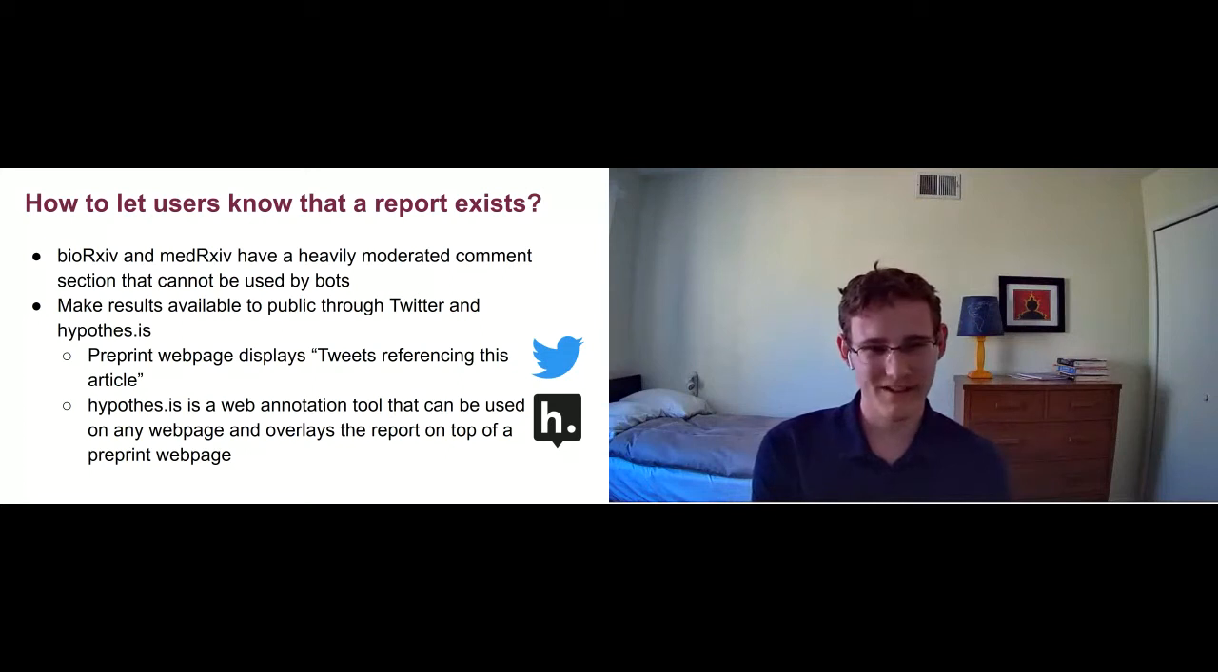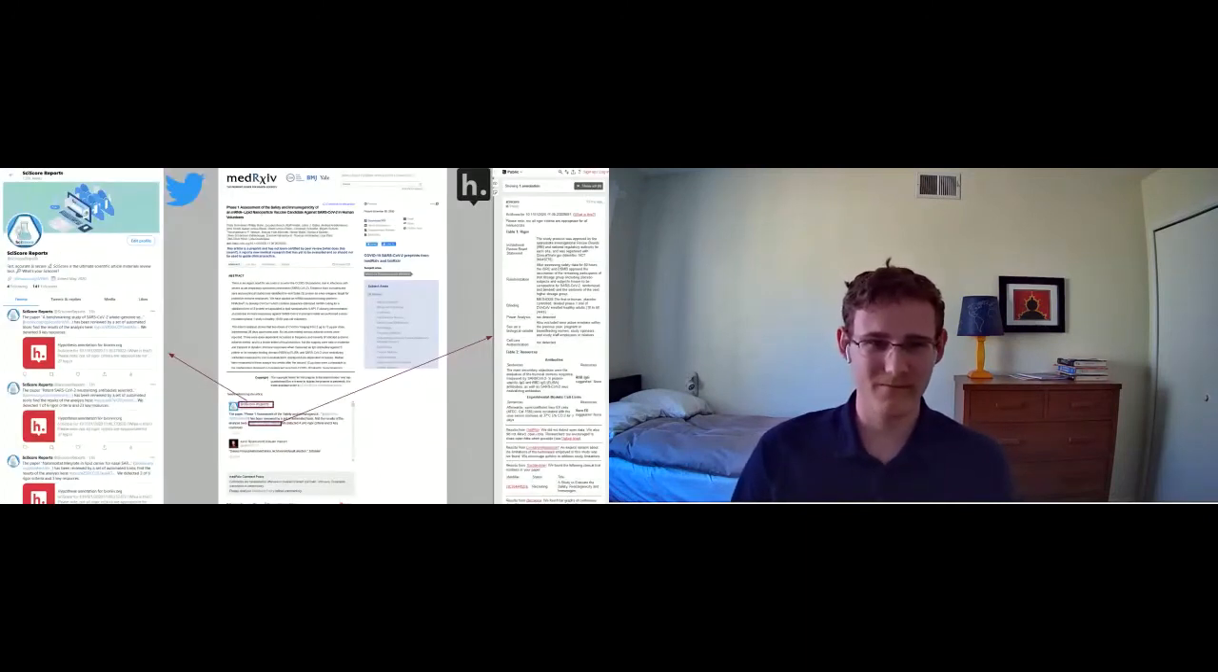So we realized that the preprint webpage has a section called tweets referencing this article, which shows all the tweets which link to the article. So we could use that. And we also used Hypothesis, which is a web annotation tool, to essentially display the report that we generated in the preprint side by side so people could compare them.